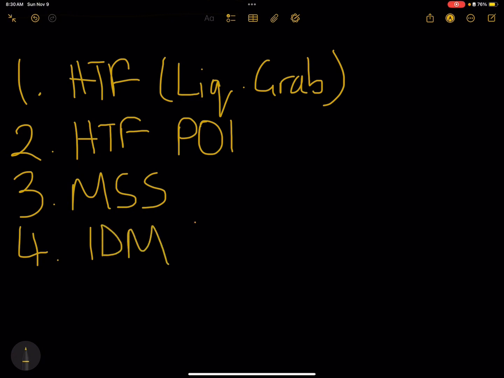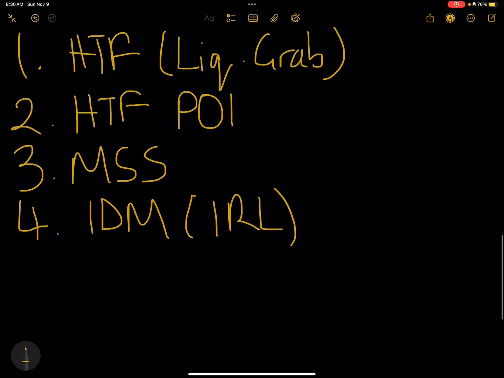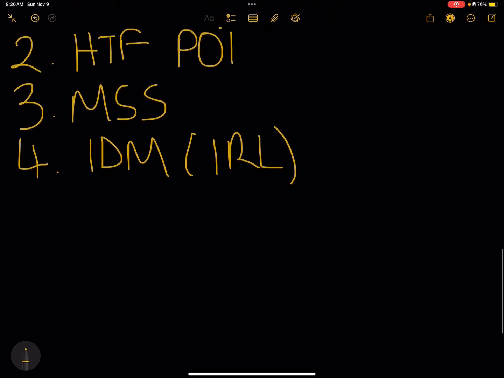which is basically an internal liquidity. I call it internal range liquidity. Don't worry, I'll put all the meanings of all these abbreviations I'm using, like IRL, IDM, POI, MSS. I'll put it down. Then, of course, I must have a fair value gap and discount.